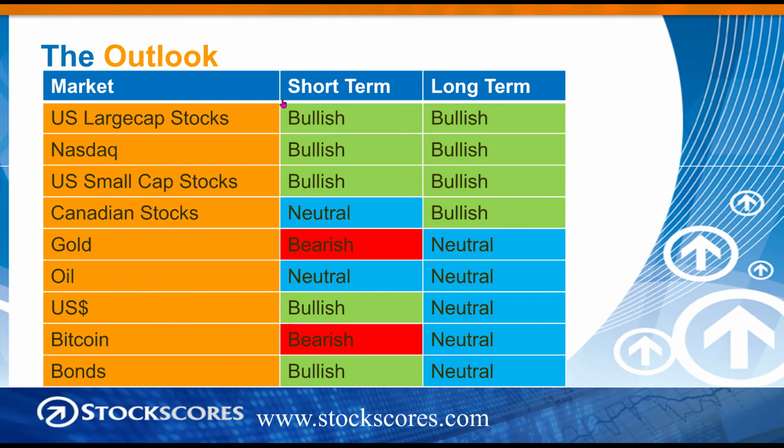So my ratings then: bullish on both time frames for US large cap, NASDAQ, and small cap. Short-term neutral for the Canadian market, but long-term bullish. Gold still bearish in the short term, neutral long term. That's a downgrade. Oil neutral in both time frames. US dollar bullish in the short term, but long term neutral. Bitcoin bearish short term, long term neutral. And you can see the bonds short term bullish and long term neutral.